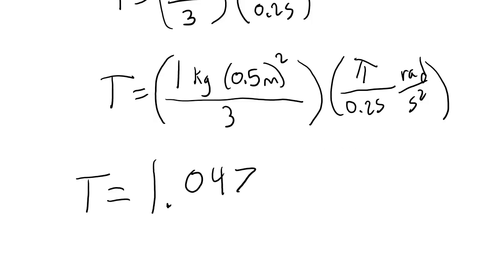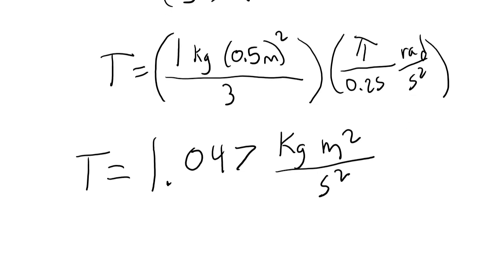1.047, and we need to take a moment to think about our units to figure out what the units should be here. Altogether, we have kilogram meters squared per second squared. We also have radians here, but radians is often considered to be unitless, so we can ignore our radians.